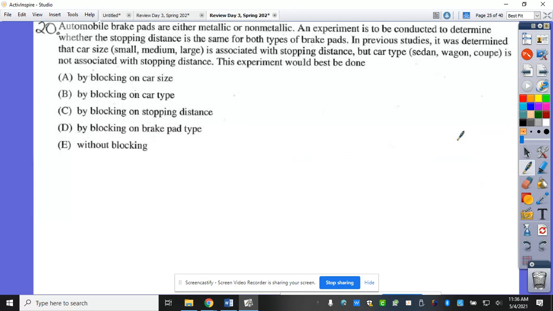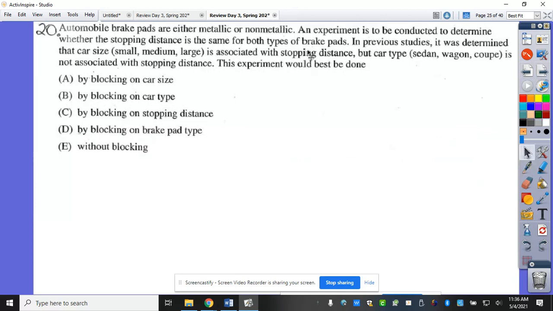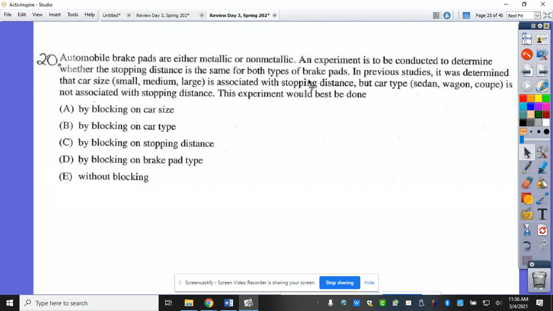Number 20. Automobile brake pads are either metallic or non-metallic. An experiment is to be conducted to determine whether the stopping distance is the same for both types of brake pads. So just in that second sentence, I'm doing an experiment. I've got an explanatory variable and a response variable. What is my explanatory variable?